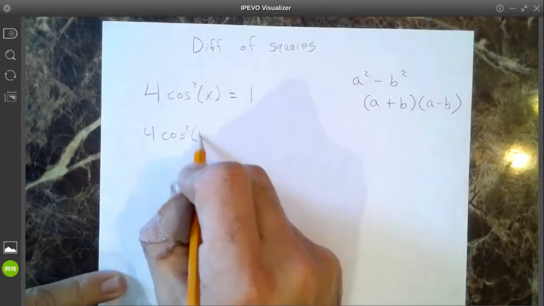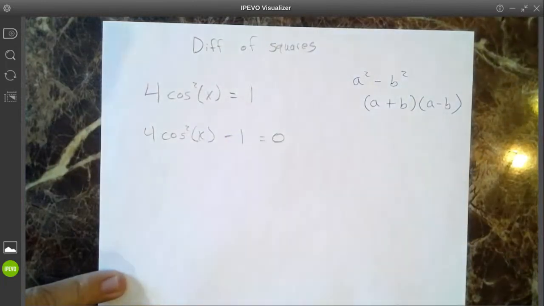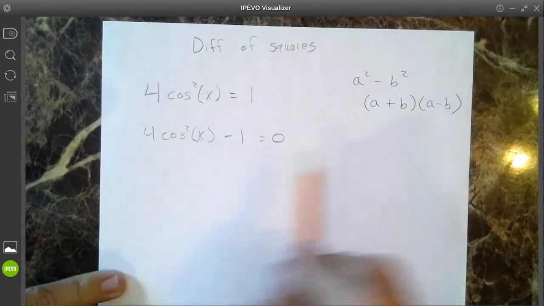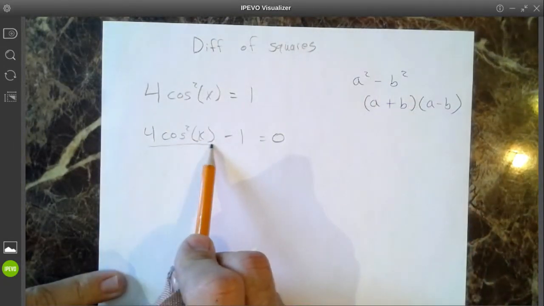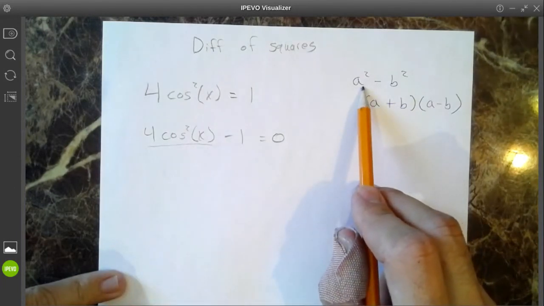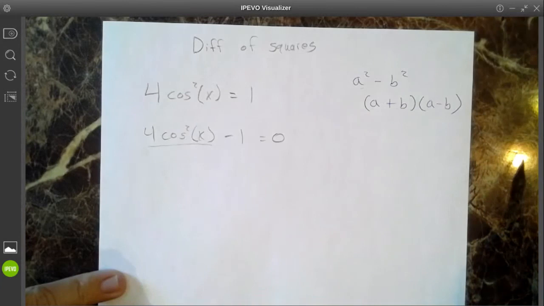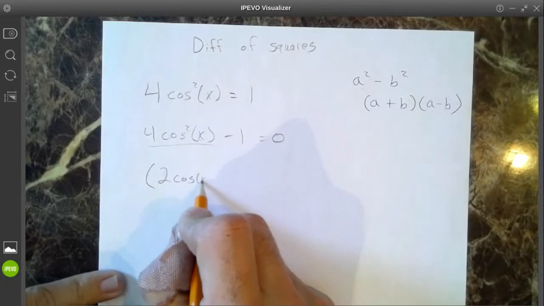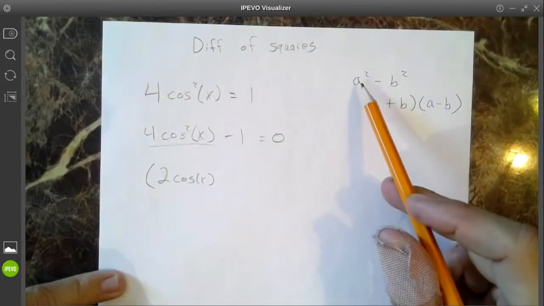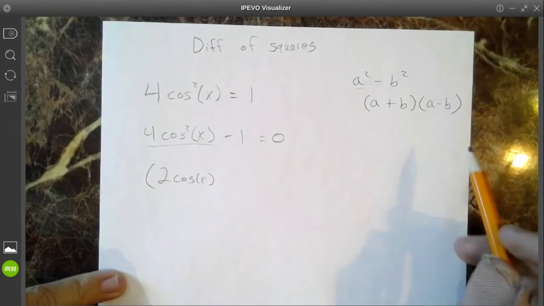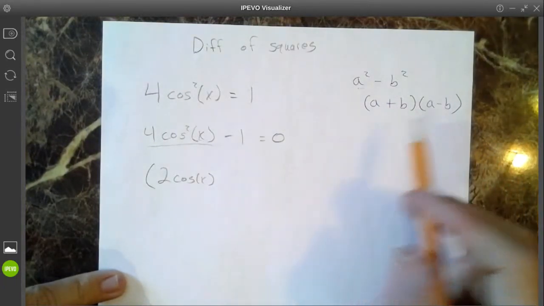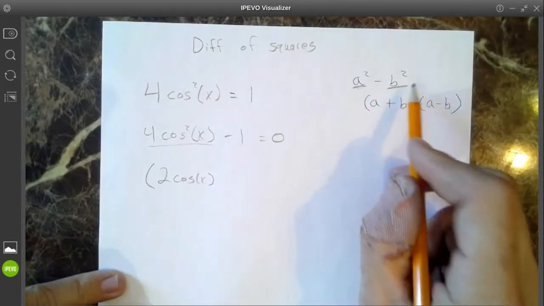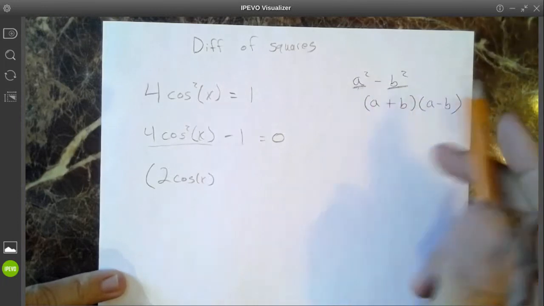So we got 4 cosine squared x minus 1 is equal to 0. And then the reason we can use difference of squares here is because 4 cosine squared is a perfect square. It's equal to 2 cosine times itself. 2 cosine times itself will give you 4 cosine squared. And then 1, this piece, is equal to 1 times itself. So I've got a perfect square and a perfect square. Here's my 1, and here's my 4 cosine squared.